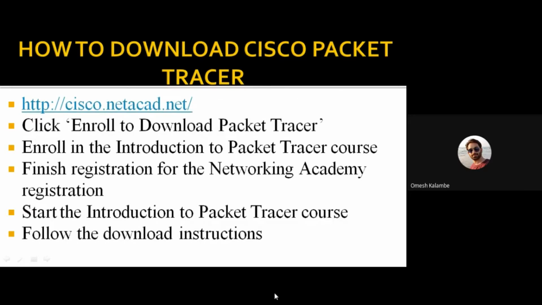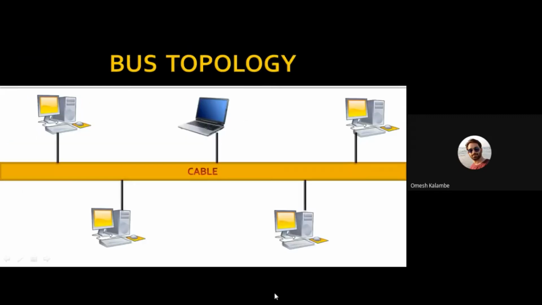How to download Cisco Packet Tracer? Go to the Cisco Networking Academy website and click on Enroll to download Packet Tracer. Enroll in the Introduction to Packet Tracer course. Finish registration for the Network Academy, then start the Introduction to Packet Tracer course. Follow the download instructions. It is totally free of cost. It is a 10-hour course by Networking Academy.